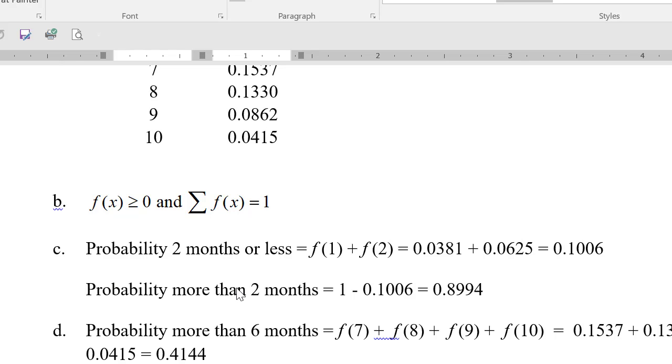Second part of Part C is what's the probability of more than 2 months? Well, if it's 2 months or less, then the opposite of that is 1 minus that, which would be 0.8994. The D part is the probability of more than 6 months. So you do f of 7 through 10, and you get this 0.4144.